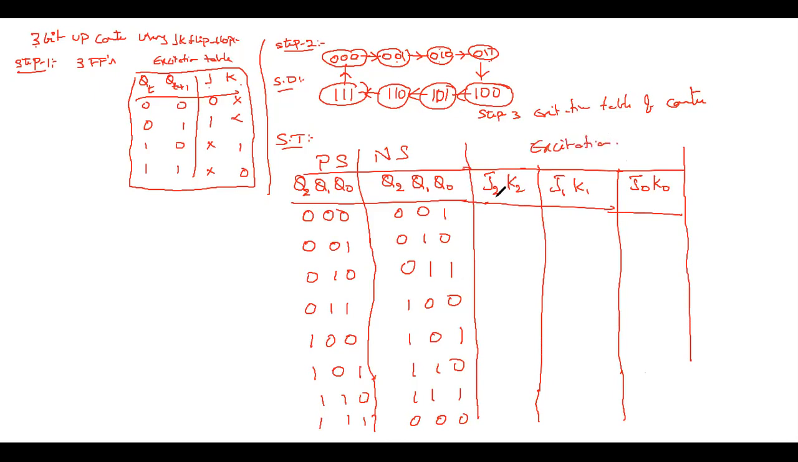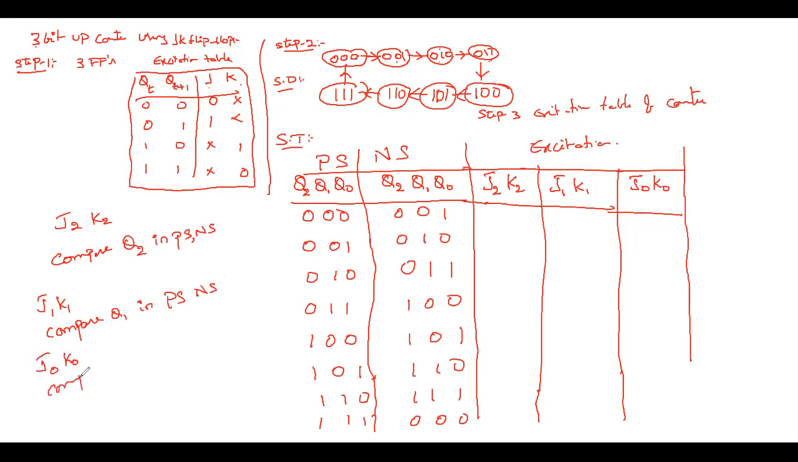For J2, K2, compare Q2 in the present state and next state. For J1, K1, compare Q1 in the present state and next state. For J0, K0, compare Q0 in the present state and next state. You have to compare these two.